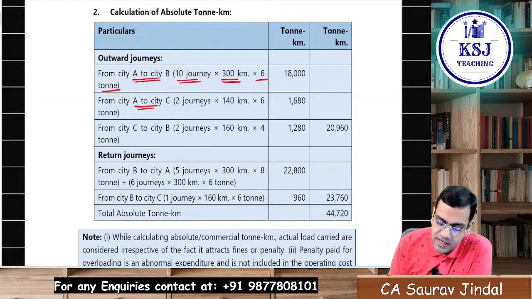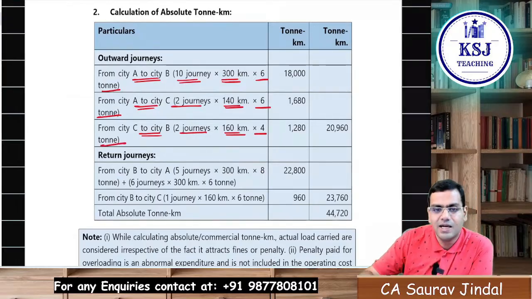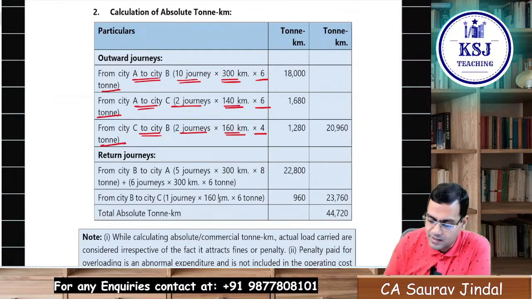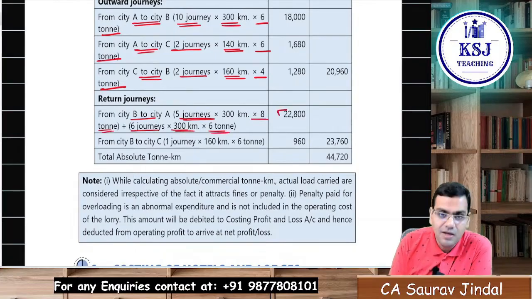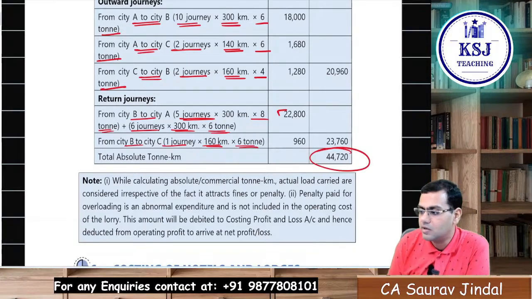From A to C, 2 journeys, 140 kilometers, 6 tons. From C to B, 2 journeys, 160 kilometers, 4 ton. Whatever information is given, we directly have to add the kilometers in that. Return journey from B to A, 5 journeys, 300 kilometers with 8 ton, plus 6 journeys, 300 kilometers with 6 tons. Then B to C, 1 journey with 160 kilometers, 6 tons. This is the total absolute ton kilometer.